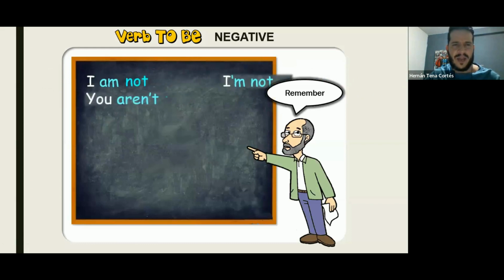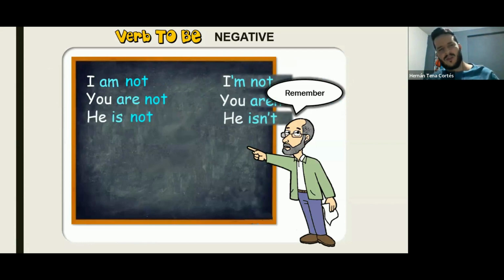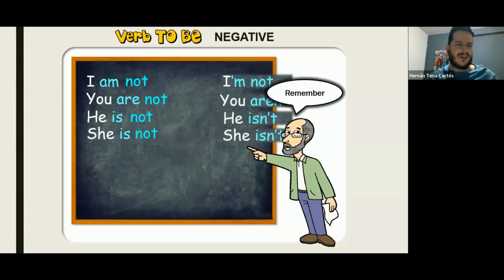I am not. You are not. Okay. Y aquí vemos las contracciones de el sujeto, el verbo to be y la negación. He is not. She is not. It is not. Se puede hacer la contracción del sujeto y el verbo to be, o se puede hacer la contracción del verbo to be y la palabra not. We are not.